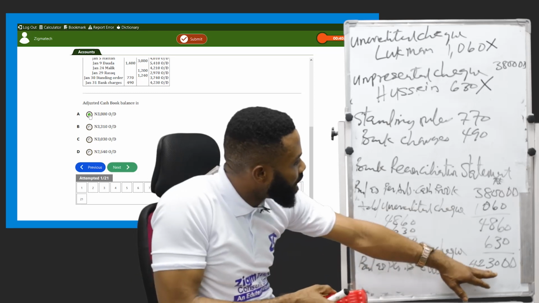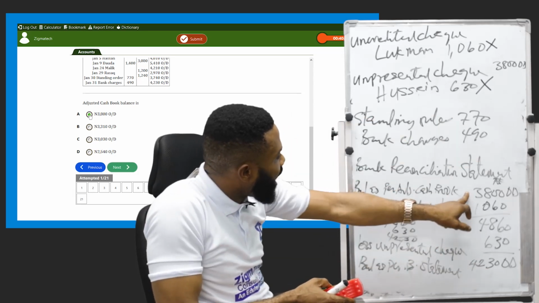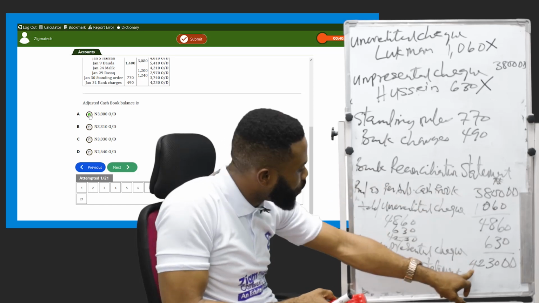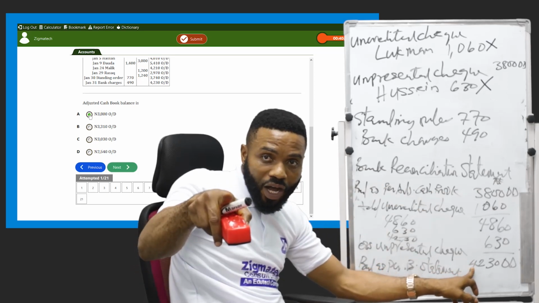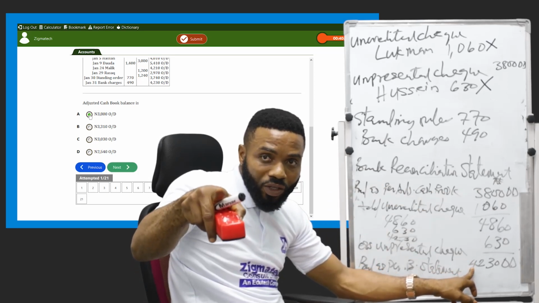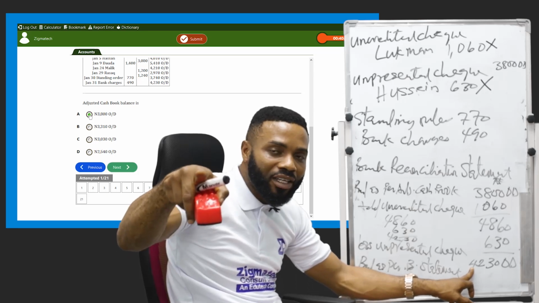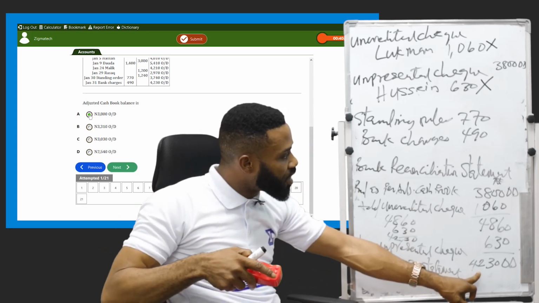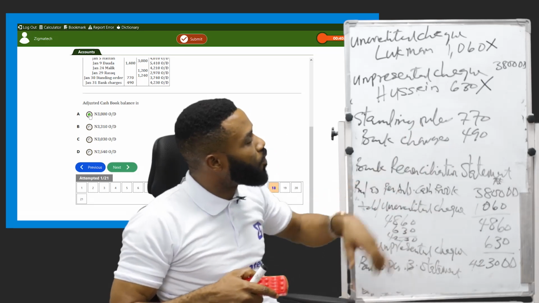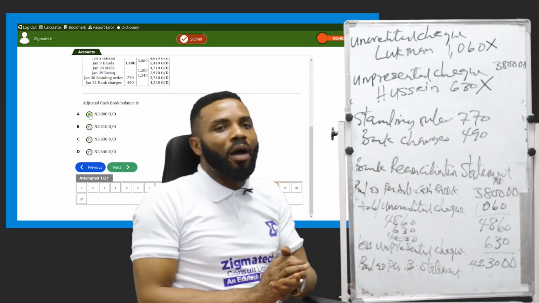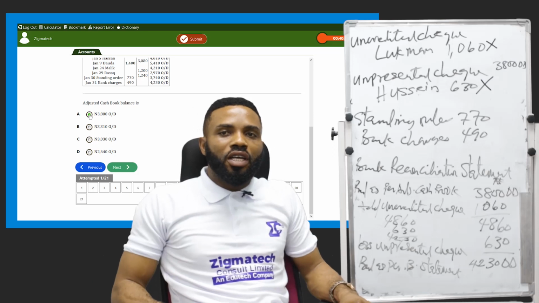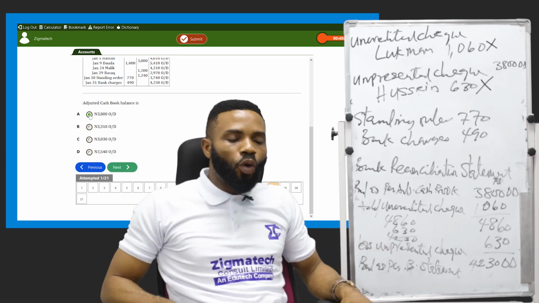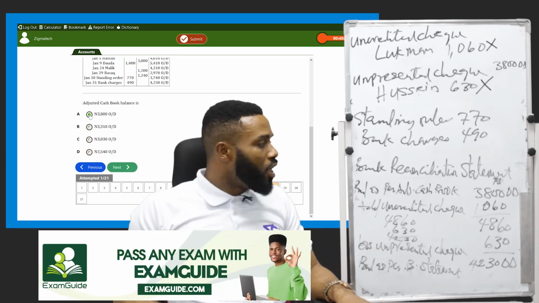This is what you should have in your bank statement when you've reconciled. We have now reconciled the balance of the cash book, which is 3,800, with this. You can now see it in the question that you are 4,230. That is the last balance of the bank statement has been reconciled with the balance of the cash book. So that's how to go about bank reconciliation statement. That's everything you need to know about bank reconciliation statement.